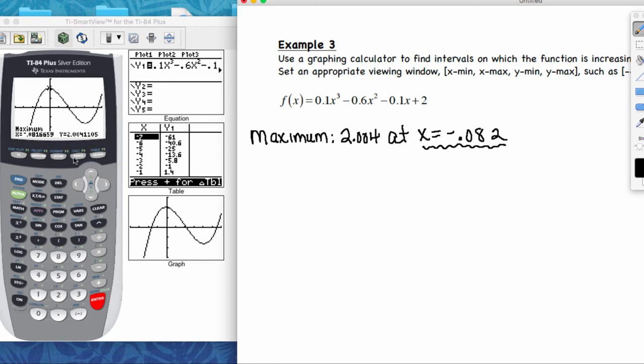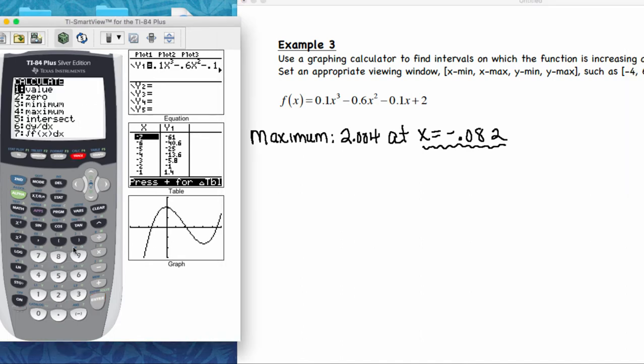So we have to find one more ordered pair. We have to find this minimum over here because my graph changes from decreasing to increasing right there, and I'm going to use that x-coordinate of that point to break up my interval. I'm going to hit second and calc, and then I'm going to go ahead and type in a 3 for minimum, or you could just arrow down till you get to minimum.